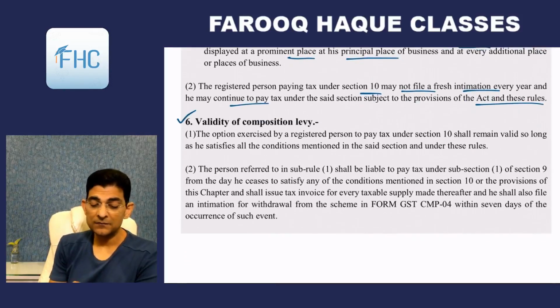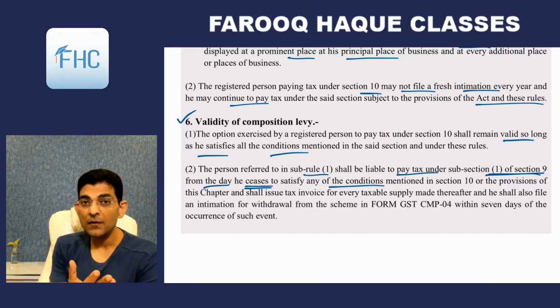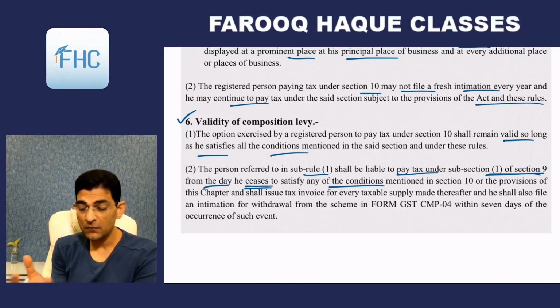Then validity. This is also of no use, but okay. Option exercised by a registered person to pay tax under section 10 shall remain valid so long as he satisfies all the conditions. And the person referred to under sub-rule 1 shall be liable to pay tax under 9(1), that is normal method, from the day he ceases to satisfy the conditions of section 10. So if you are out of section 10 by not fulfilling all the conditions, then you have to pay tax under normal scheme.